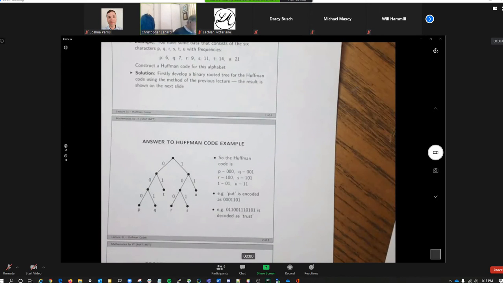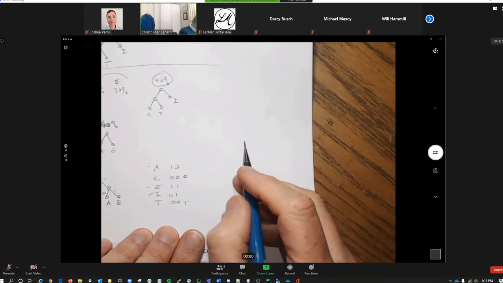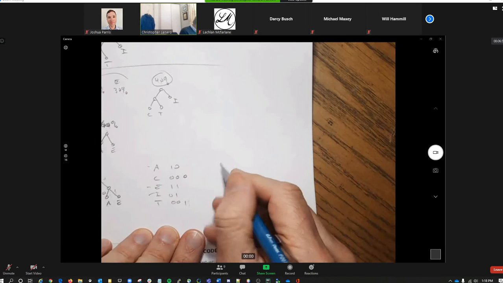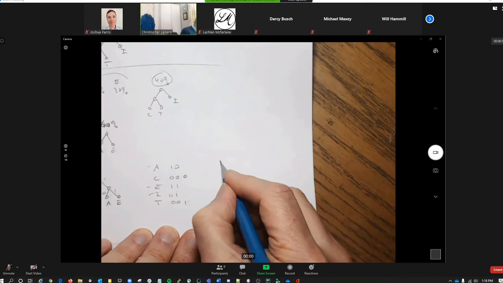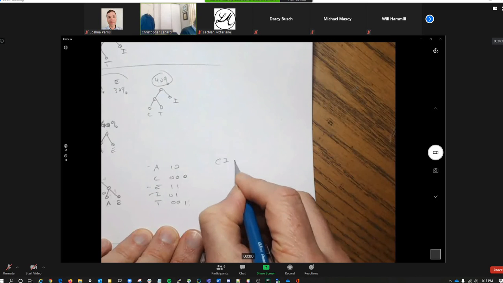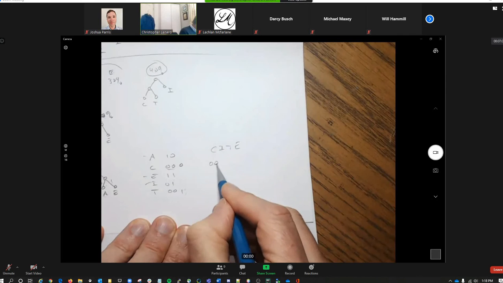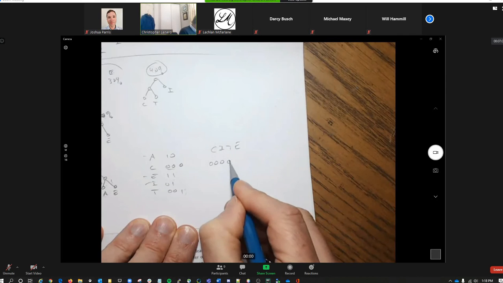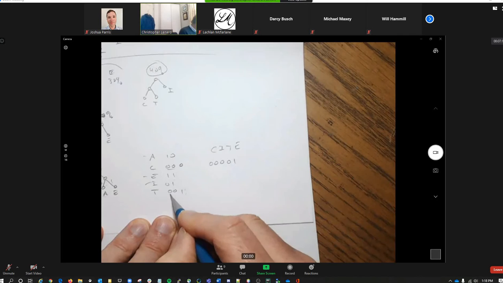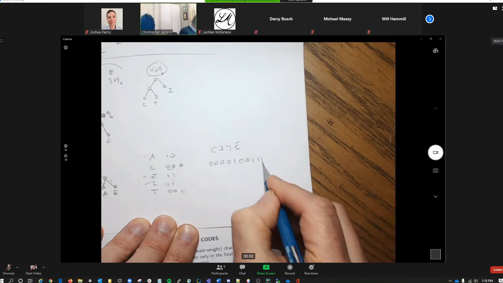Right. And again, so if you want to encode the word CITE, then you say C is 000, I is 01, T is 001, and E is 11.